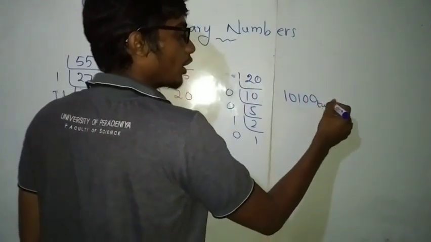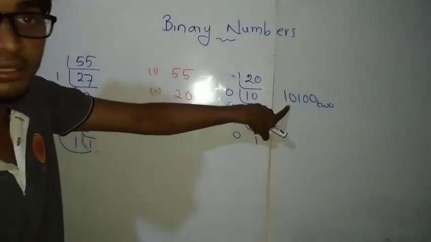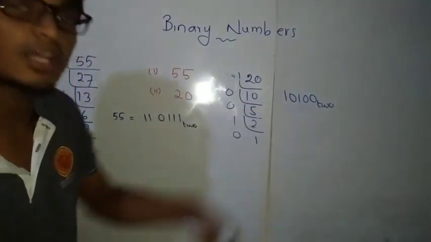10100, and underneath you have to put 2, representing that the number is represented in binary. Now this is not ten thousand one hundred, this is 20, since the base is 2.